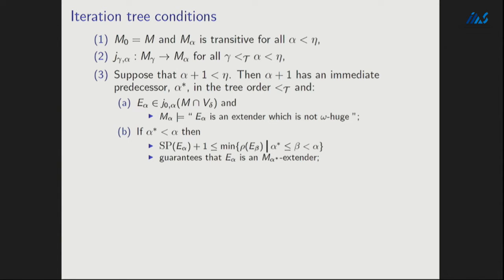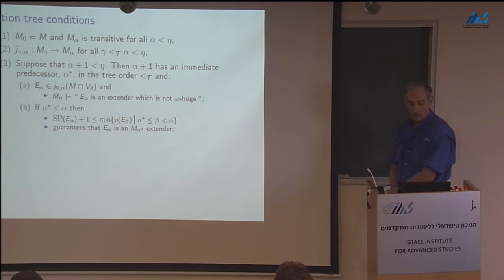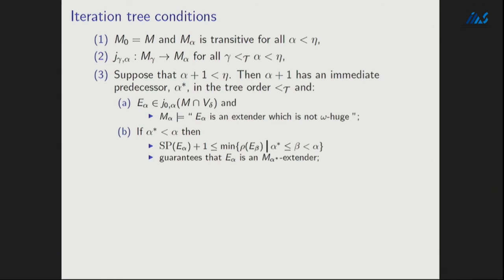Okay, now this is the technical bit, but it's absolutely essential. If alpha star is less than alpha, then the space of the associated extender E alpha, which is calculated in M alpha, remember that's a cardinal, plus 1, has to be less than or equal to the minimum strength of all the extenders with index greater than or equal to alpha star and less than alpha. Why do we do this? This guarantees that E alpha is an M alpha star extender. There's enough agreement between all these models so that E alpha is an M alpha star extender. So I can take the ultrapower.